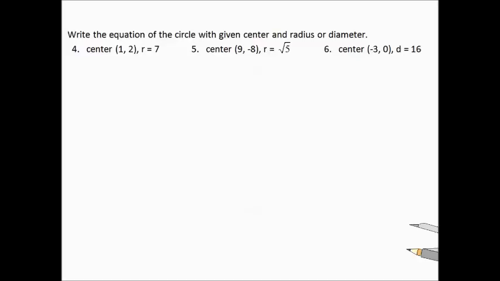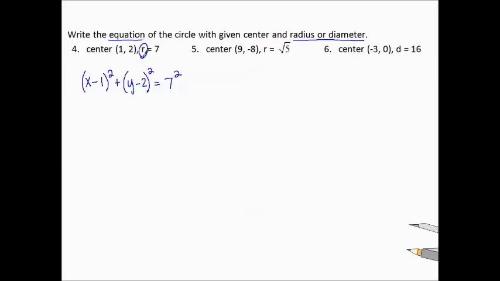Let's try going backwards now. Write the equation of the circle with the given center and radius or diameter. Now notice radius or diameter is given, so let's watch out. So center at 1, 2. X minus the x coordinate squared plus y minus the y coordinate squared equals the radius squared. This is the radius that was given.